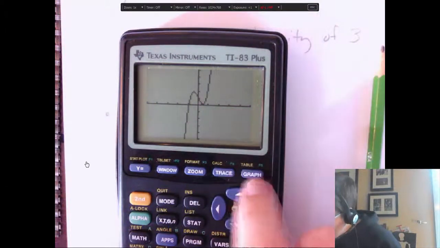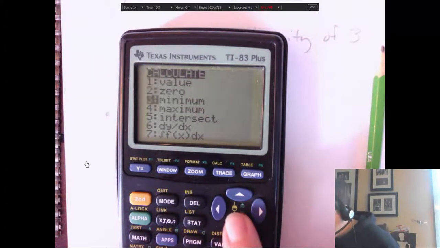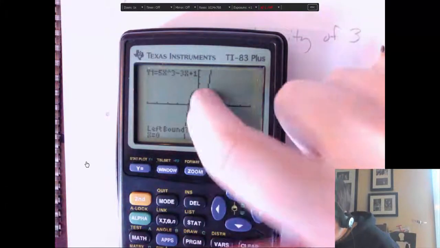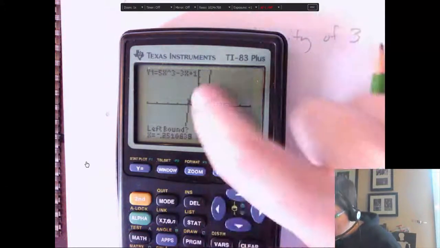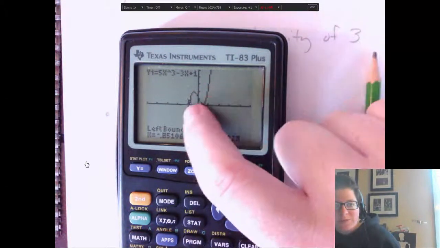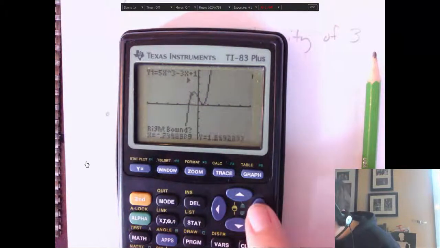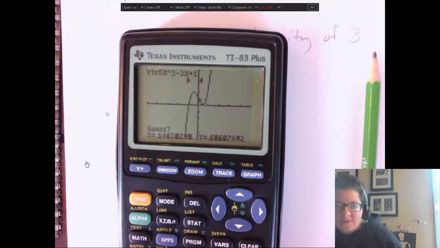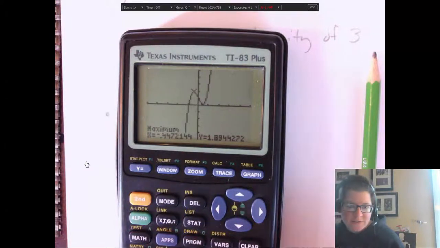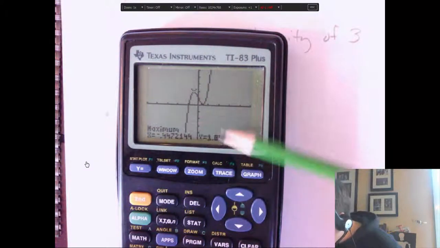And then the way that I find that, I hit second calculate, and I'm going to go to maximum, and I want to find the maximum there. And notice it's saying left bound, so I have to move this to the left bound of what I want it to find the maximum of. So it's blinking on the left, then I hit enter, and then I have to move it to the right side of what I'm looking for and hit enter. I still never have understood this guess because it's not even anywhere near, ever. There's our answer. So that point is -0.44, whatever, y is this.